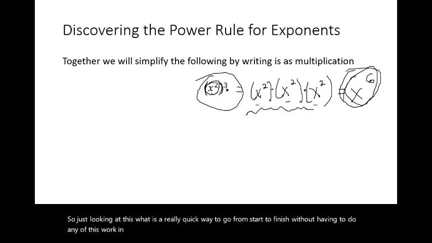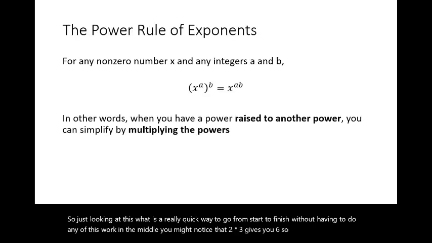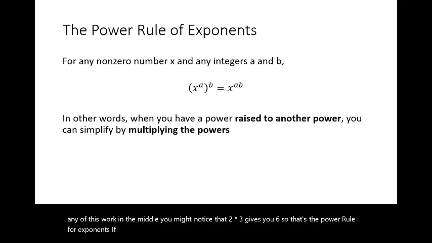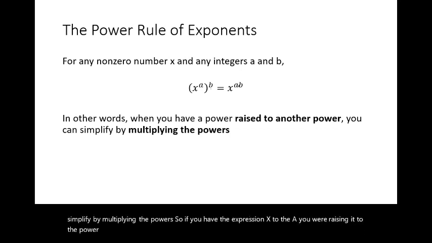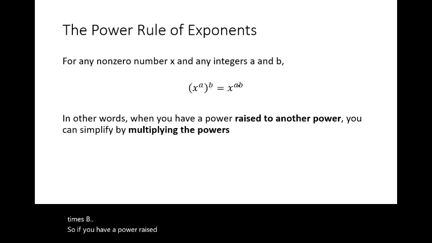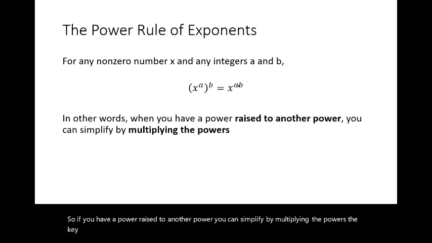You might notice that 2 times 3 gives you 6. So that's the power rule for exponents. If you take an exponential expression and you raise it to another exponent, you can simplify by multiplying the powers. So if you have the expression x to the a and you are raising it to the power b, you can simplify by multiplying the powers. This will be x to the power of a times b. The key with the power rule for exponents is it always contains parentheses.